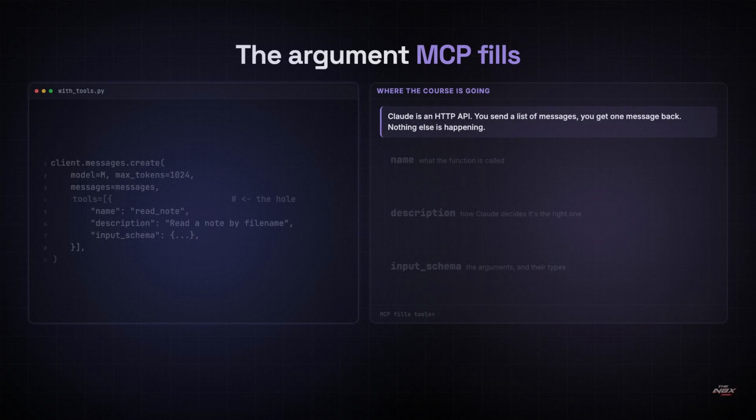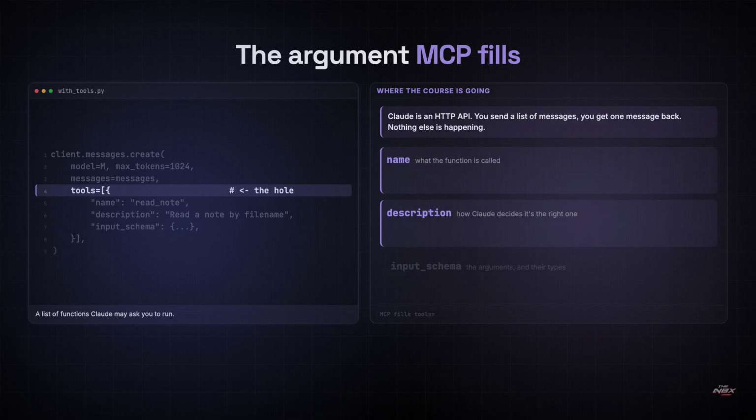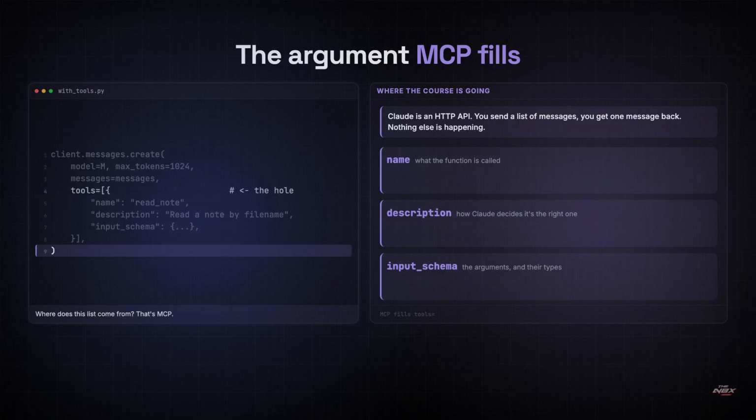One more argument, and it's the reason this whole course exists. Alongside messages, the call takes tools, a list describing functions Claude is allowed to ask for. Each one is a name, a description Claude reads to decide when it's useful, and a schema saying what arguments it takes. Claude never runs those functions. Claude just replies saying which one it wants and with what inputs, and your code does the running. So the question the rest of this course answers is simply, where does that list come from? Writing it by hand for GitHub, for Slack, for your database, forever is the problem. MCP is the answer, and now you know exactly which argument MCP is filling.